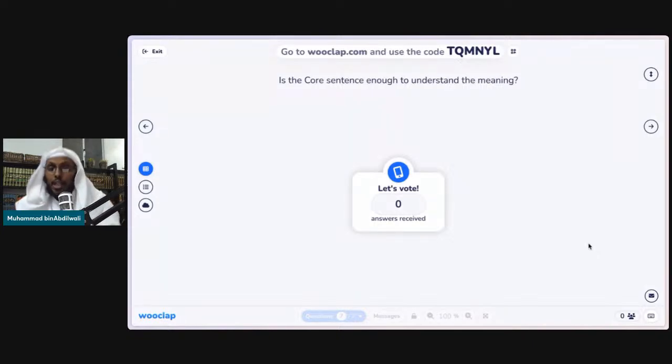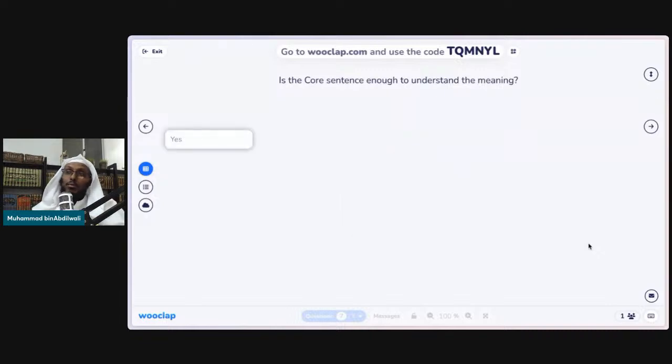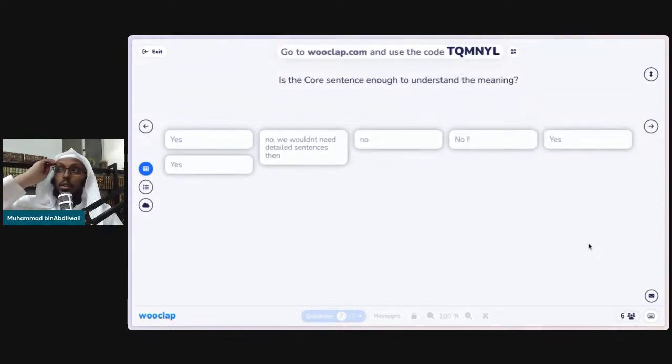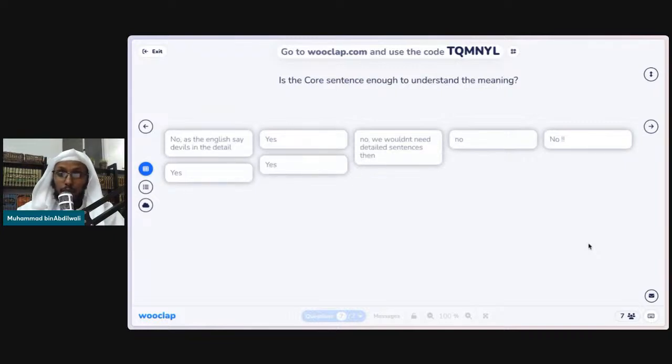Now, when we say added detail, do we mean added detail as in, oh, it's supplemental, we can do without it, we just want to be more eloquent? Is that what he means? Okay, some of you said no, some of you said yes. No, as the English say, the devil's in the detail. Well, we want to avoid the devil, don't we? But no, we wouldn't need detailed sentences then.